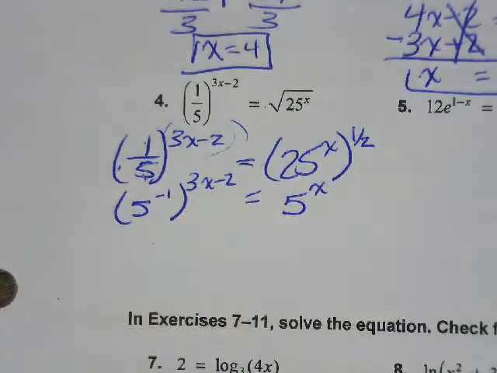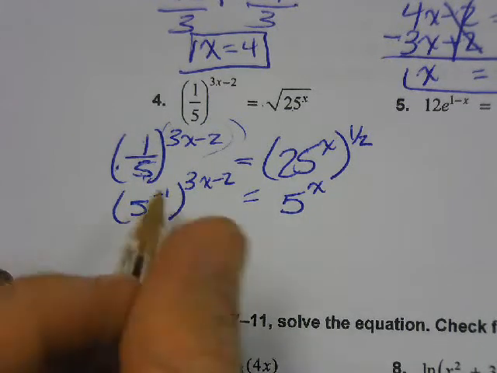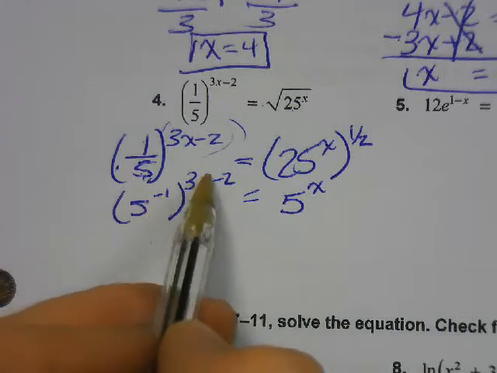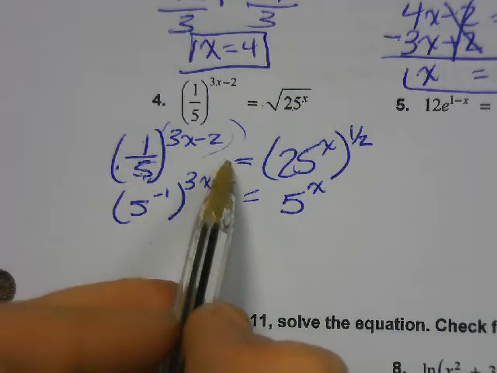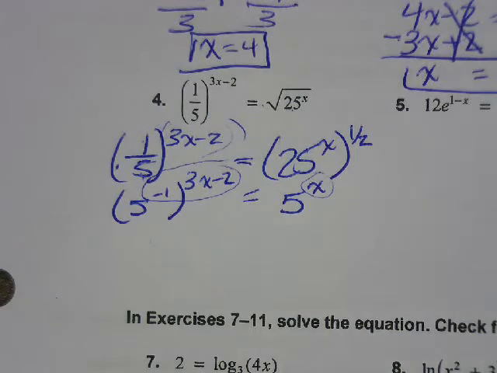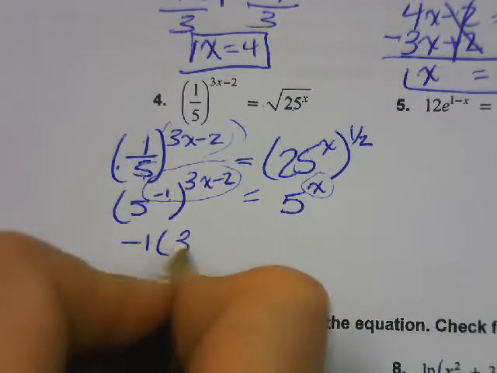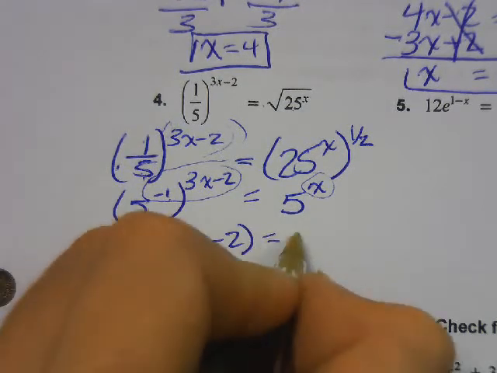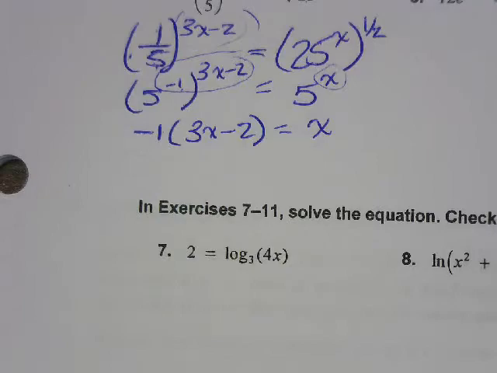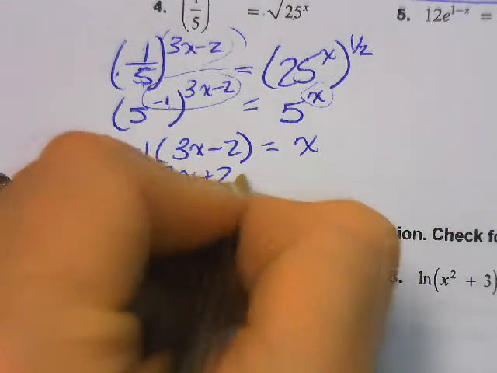Okay. Now that we have like bases, we can scoop out your exponents and set them equal to one another. So you're going to have negative 1 parenthesis 3x minus 2 equals x. Distribute that negative sign to get negative 3x plus 2 is x. Add 3x to both sides. You get 4x equals 2.